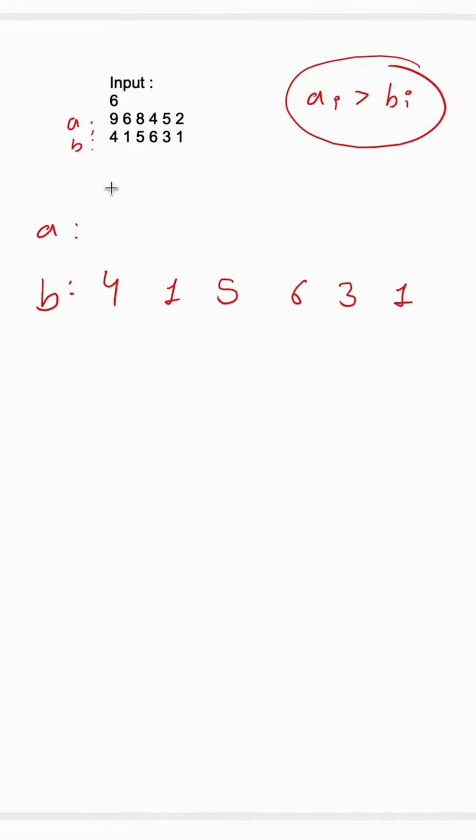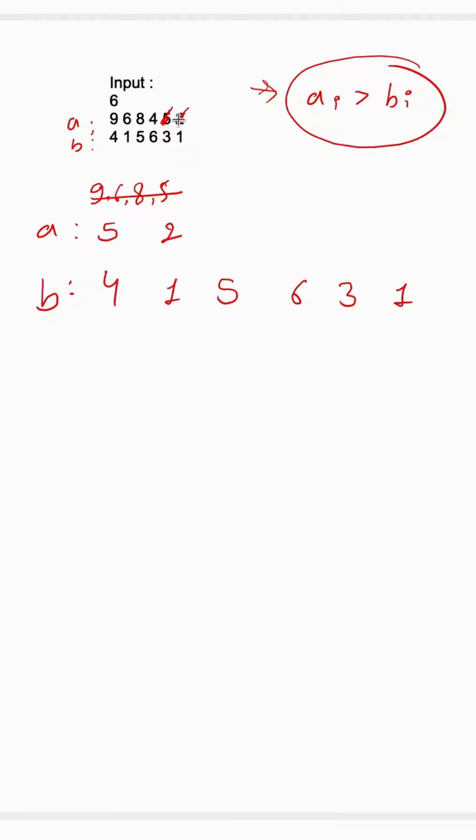So for B, which of the elements of A are getting satisfied for this condition? 9, 6, 8 and 5. These are the possible values of A that are getting satisfied by this condition for B of I. So let's take 5 here, and we are not going to use 5 again. So for 1, what are the possible values? All are the possible values.